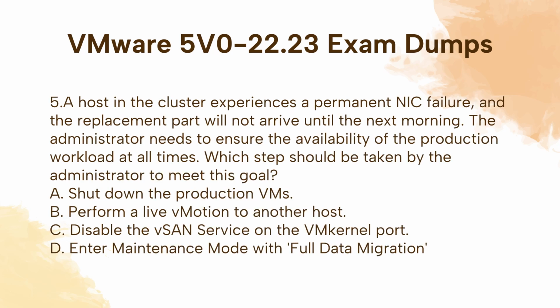5. A host in the cluster experiences a permanent NIC failure, and the replacement part will not arrive until the next morning. The administrator needs to ensure the availability of the production workload at all times. Which step should be taken by the administrator to meet this goal? A. Shut down the production VMs. B. Perform a live vMotion to another host. C. Disable the vSAN service on the VMkernel port. D. Enter maintenance mode with full data migration.